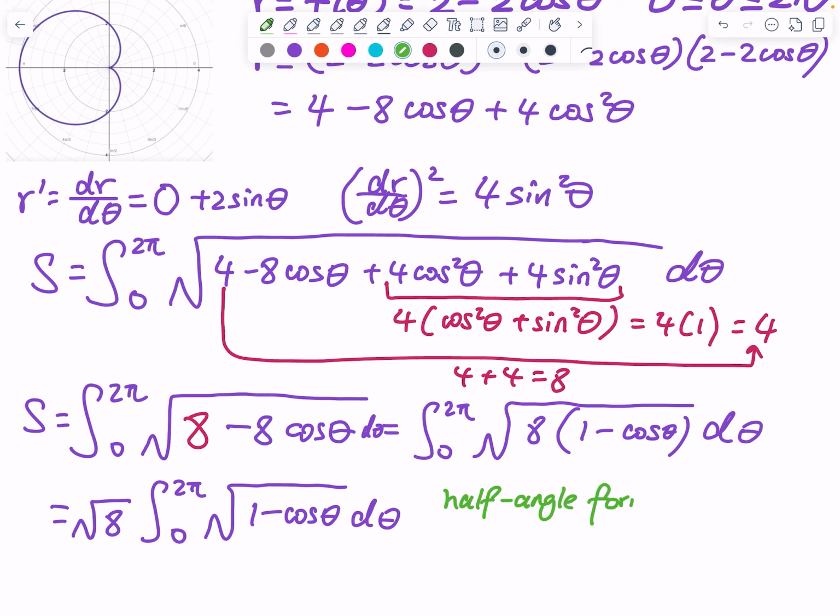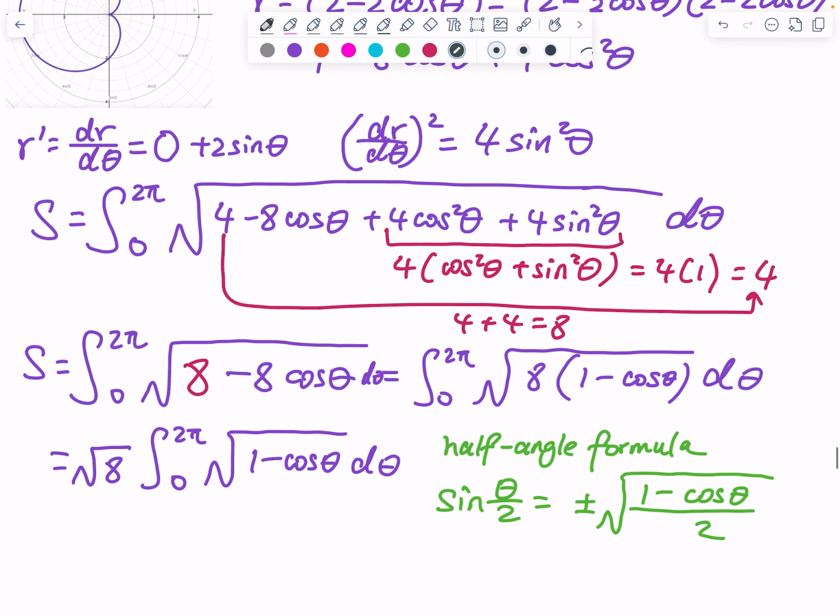Half angle formula, that is sine of half theta is equal to plus or minus the square root of 1 minus cosine divided by 2. The plus or minus is part of the formula. But I don't have a divided by 2 in my integral. So how about this? I will just square both sides to eliminate the square root. That eliminates the plus or minus as well, because positive or negative, when you square that, it is guaranteed positive.